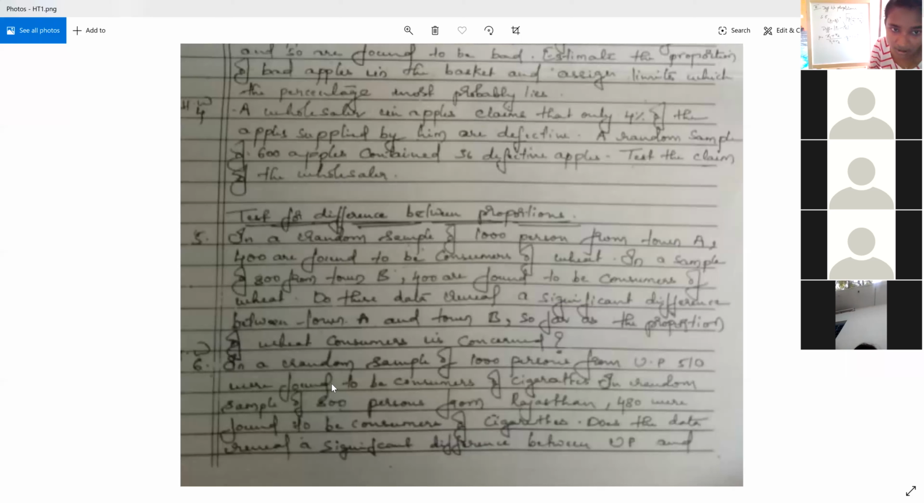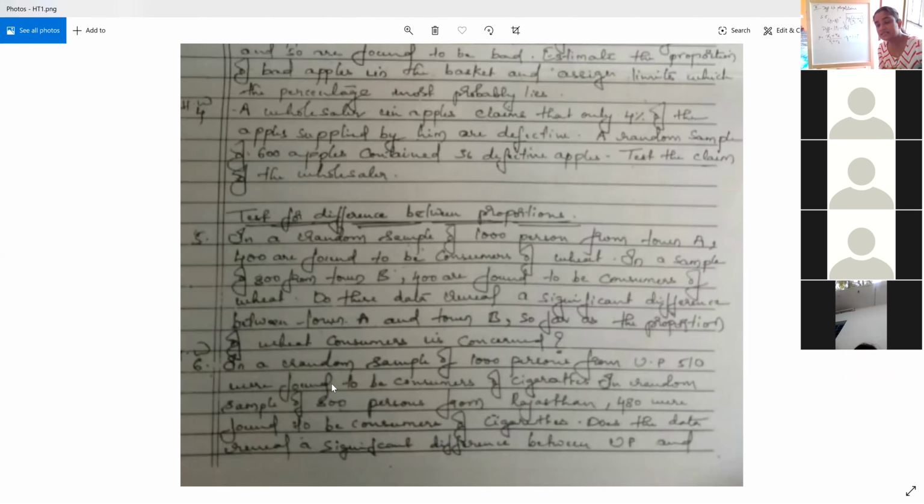Is everyone seeing the question? In a random sample of 1,000 persons from town A, 400 are found to be consumers of wheat. In a sample of 800 from town B, 400 are found to be consumers of wheat. There are two towns, A and B, and the first town's sample is 1000 and the second town's is 800.